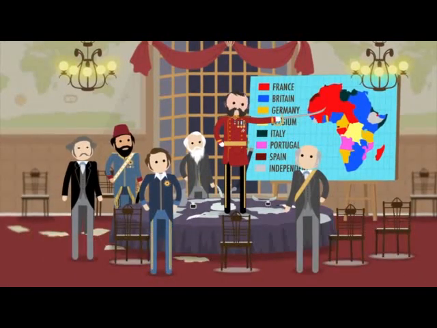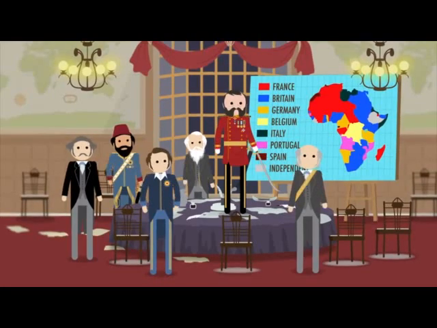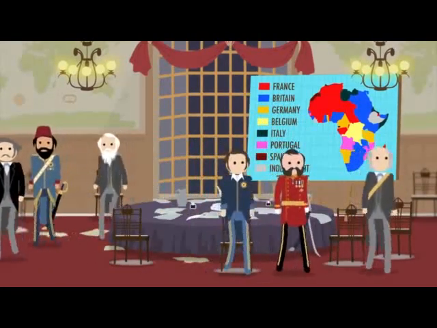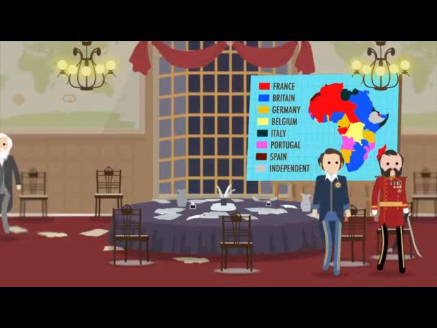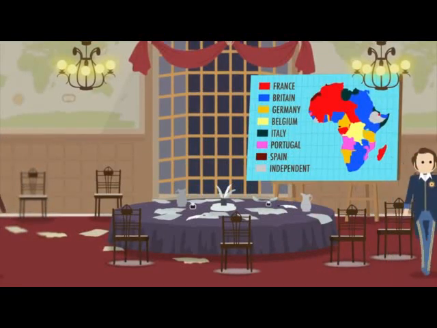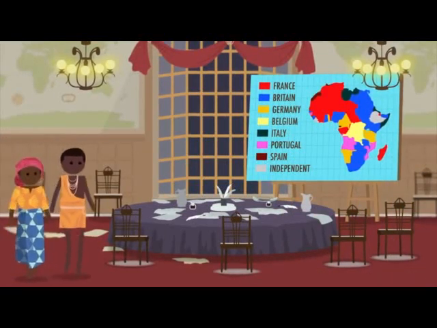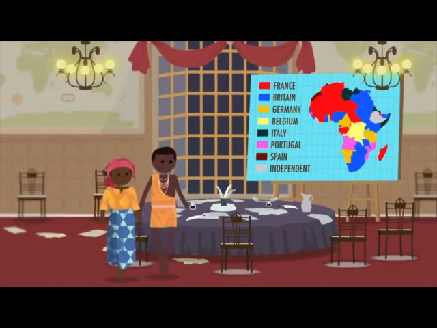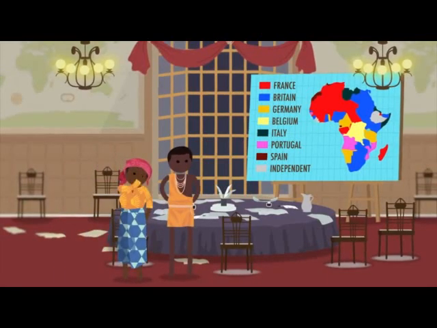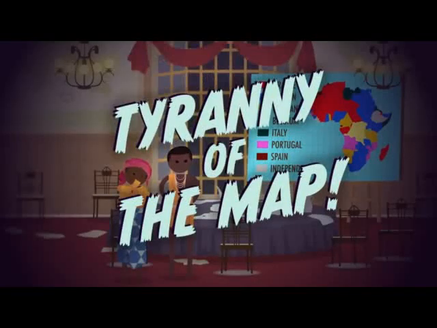Deals were brokered before and after the Berlin Conference in the scramble for Africa, but by the time everyone was heading home, these 14 world powers had divvied up most of the continent, paying almost no attention to where different national, language, cultural group, or empire boundaries already existed, or even bothering to include anyone from Africa at all. Basically, they'd created a tyranny of the map.